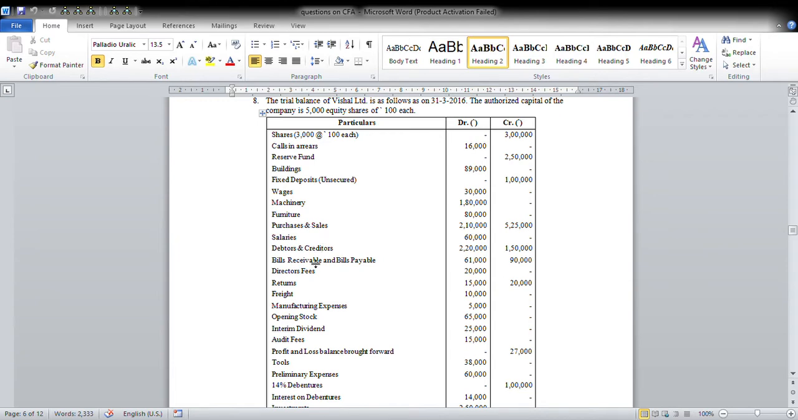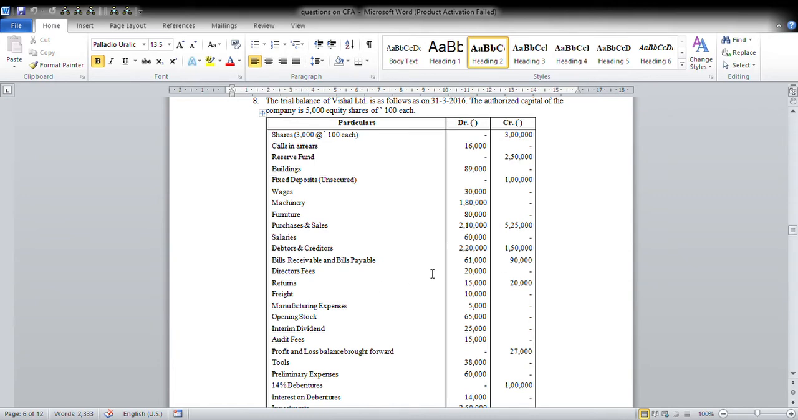Then we have debtors and the creditors together. So the debit is always the debtors amount and the credit is always the creditors, because debtors is always an asset and the creditors is always a liability. So the debtors will be shown under the trade receivables and the creditors will be shown under the trade payables.